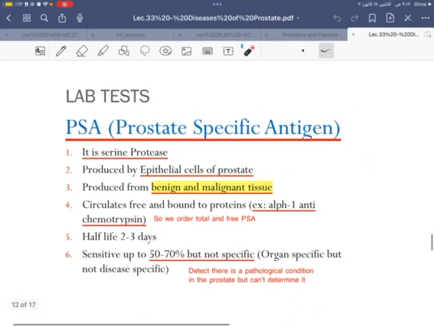How do we diagnose patients with prostate cancer? After taking a history of your patient and examining your patient, you should go for total PSA. This is prostate-specific antigen, a serine protease enzyme produced from epithelial cells of the prostate, which can be secreted from benign and malignant tissue. It circulates free, but most of it is bound to the protein alpha-1 antitrypsin. The dominant one is bound, the minority of it is circulating free. The half-life of it is around 2 to 3 days. It has 50-70% sensitivity, but it's not specific. It's organ specific but not disease specific.